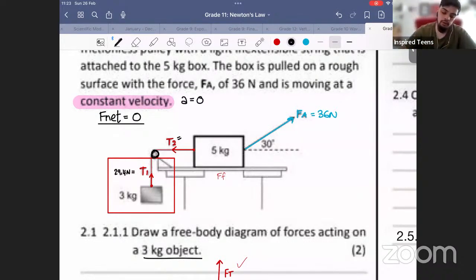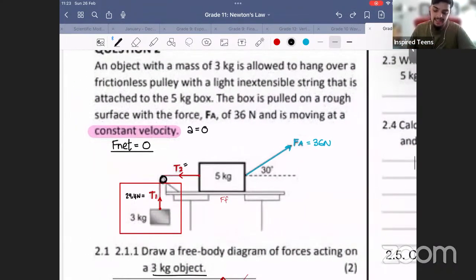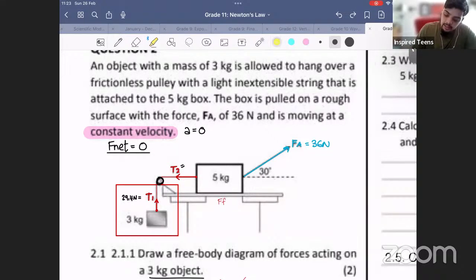Okay, so what we are doing is a free body diagram. A free body diagram for this 5 kg object for 5 marks, meaning you need 5 forces. Is there friction? Yes, there is friction. It says that it's on a rough surface.